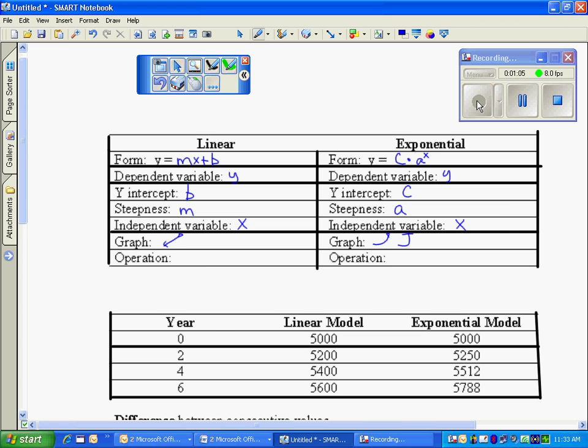The operation in linear is constant addition. You're adding the same amount. And in exponential, you have a constant amount, but you are multiplying. You still have that constant amount, but you are multiplying, and in linear, you are adding.